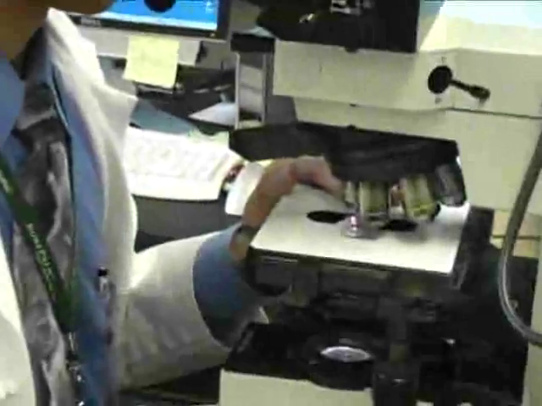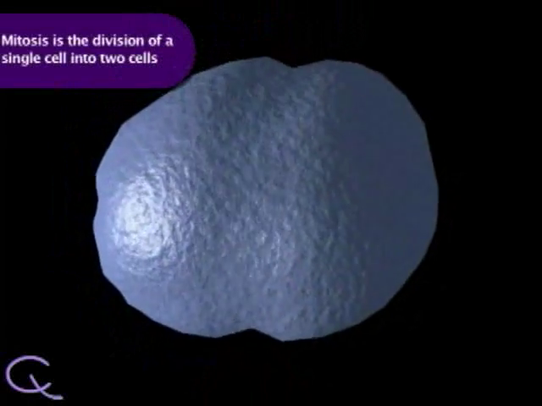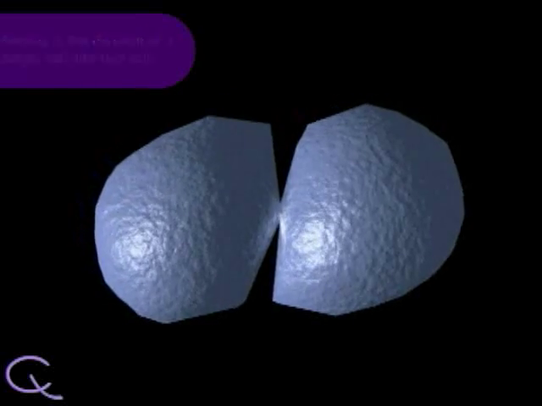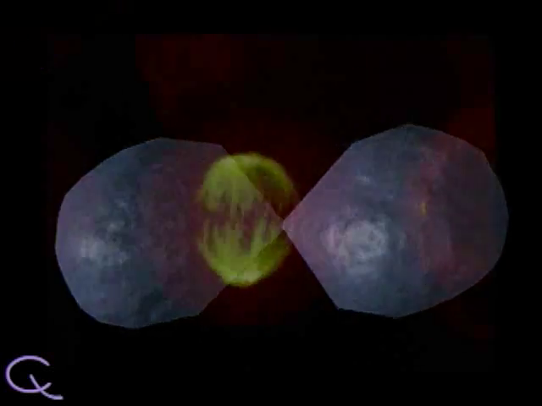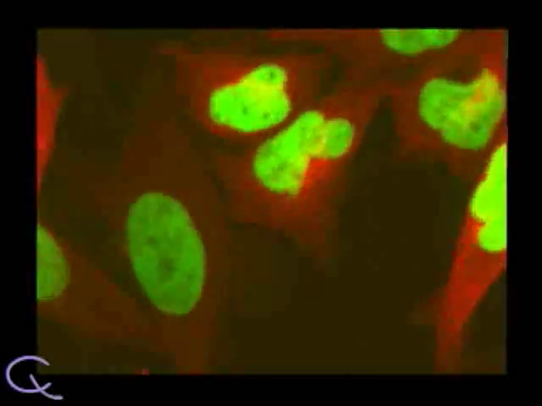When staging a tumor, pathologists look for certain characteristics specific to cancer cells. The Mitotic Index measures how rapidly the tumor cells are dividing. It is determined by calculating the percentage of cells in a sample that are actively dividing. A higher Mitotic Index may indicate a more rapidly growing tumor.